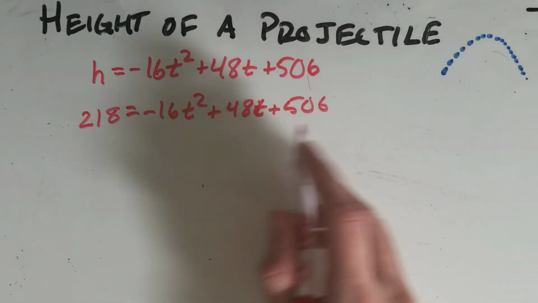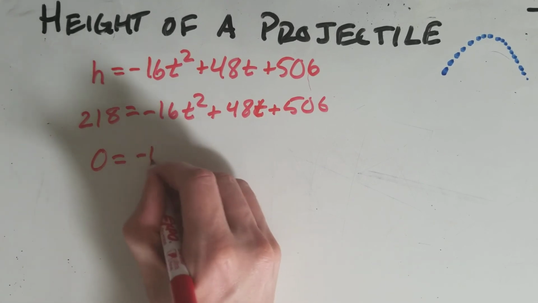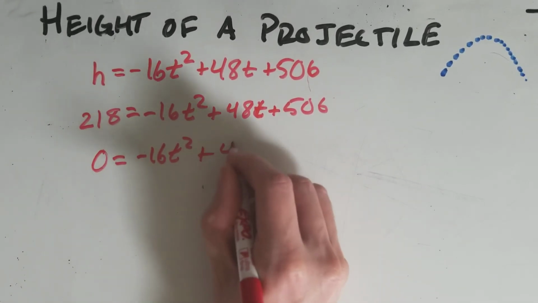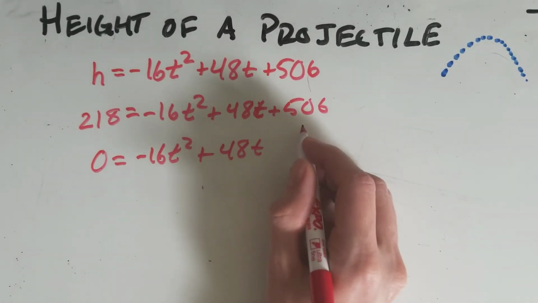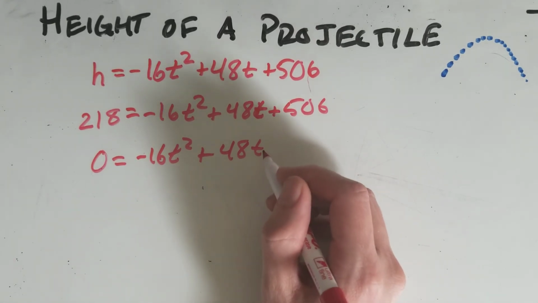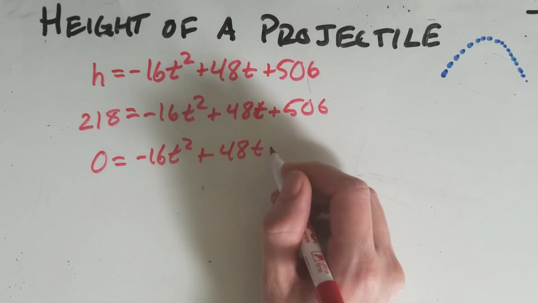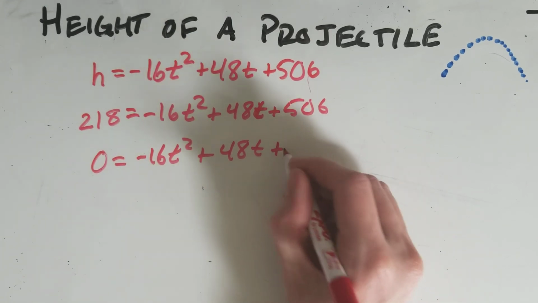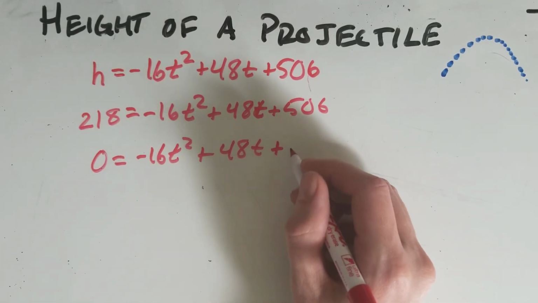In order to do this, I would get everything to the same side. Negative 16t squared plus 48t. When you go ahead and subtract the 218 from both sides, we should end up with plus 288.